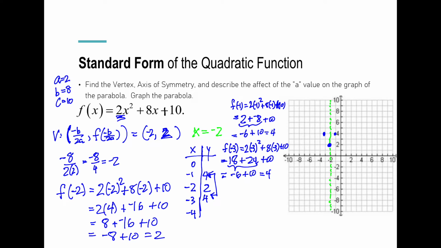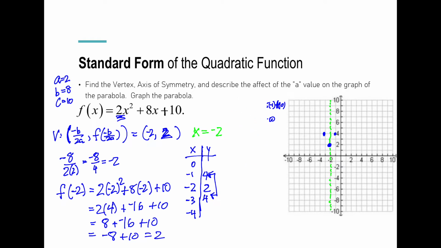Now let's go to 0. If I ever have an option to plug in 0, I'm definitely going to take it, because 0 is an easy number to plug into my function, as we'll see really quickly. Now, since we've established symmetry, once I have this, I can know what the f of negative 4 will be. So 2 times 0 squared plus 8 times 0 plus 10, well, anything you multiply by 0 becomes 0, so we get 10. That tells me negative 4 also has to be 10.